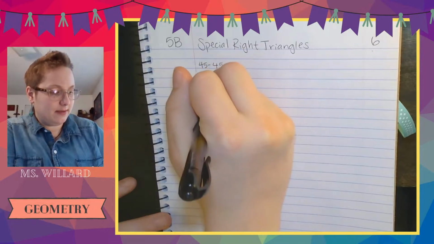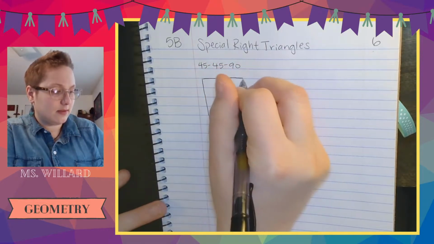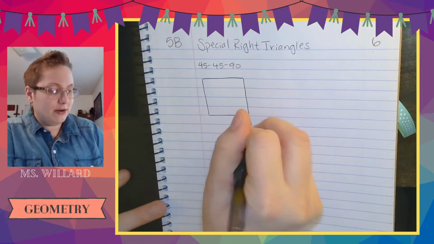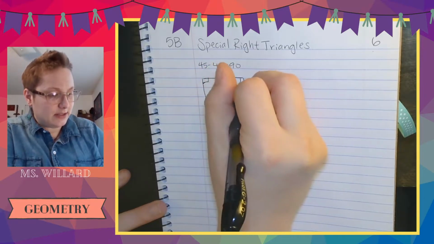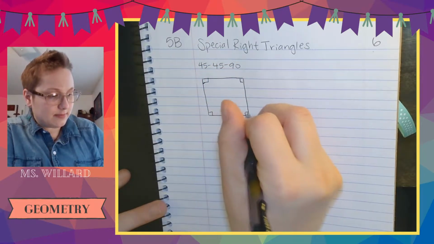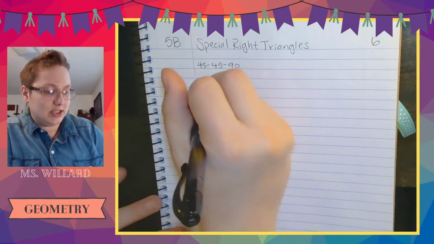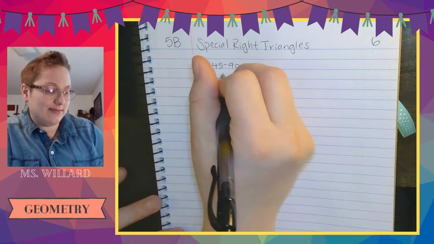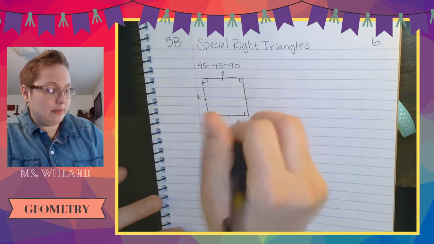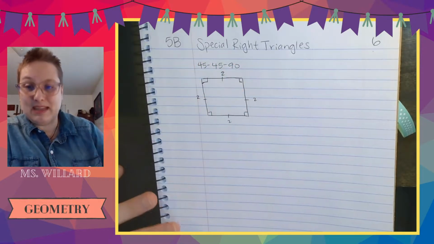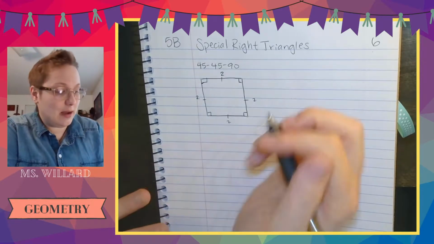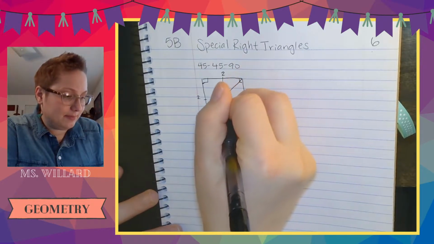I'm going to take a square. Okay, and we know from our in-class work that squares are 90 degrees on all sides. And we know that these are all the same length, right? So if, let's just say, this was 2, it would be 2 all the way around. It's the same length all the way around. Now, I'm going to take the square and I'm going to cut it in half.